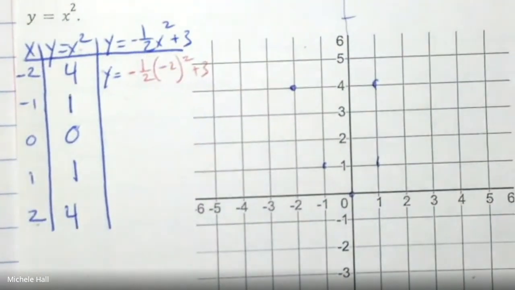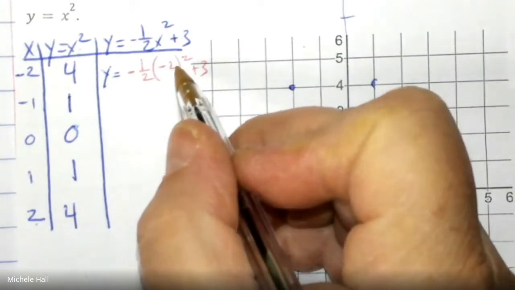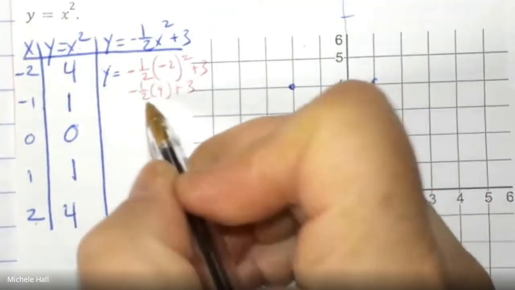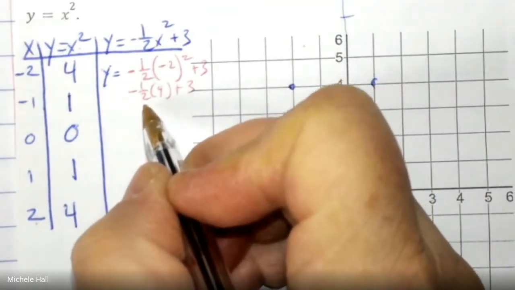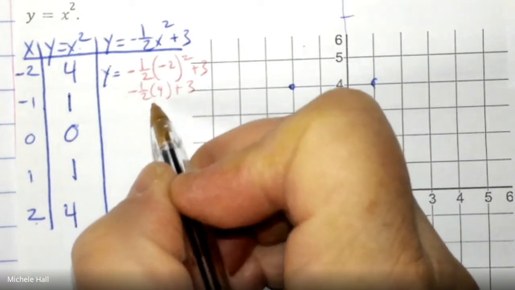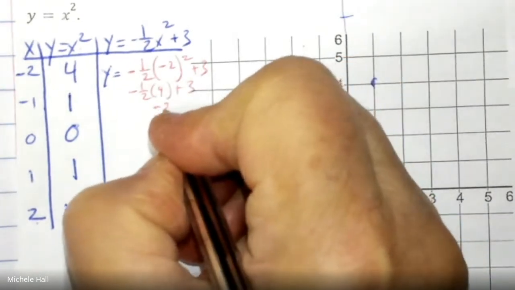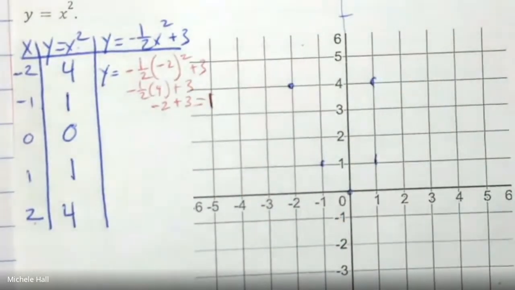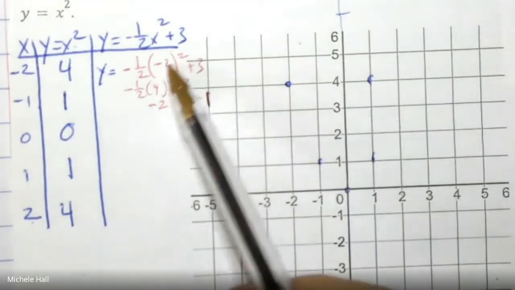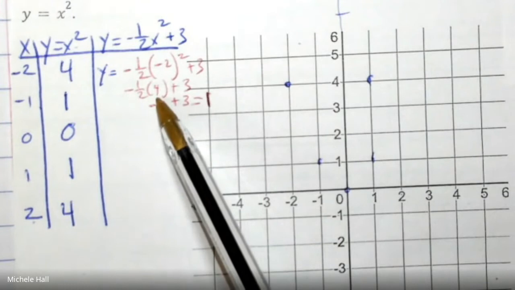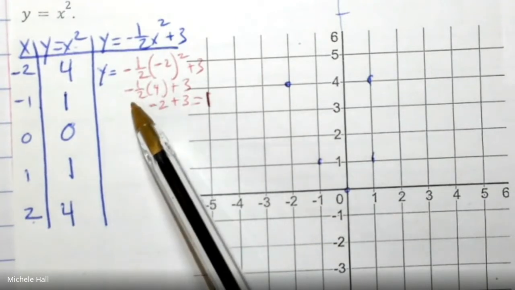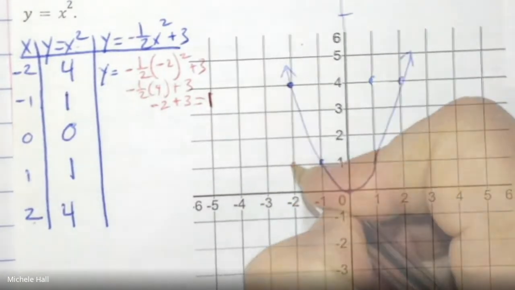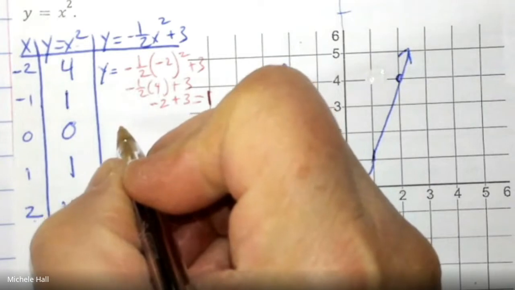All right, squaring first. -2 squared is 4. So I'd have a -1/2 times 4 plus 3. What's half of 4? What's -1/2 of 4? -2 plus 3. But then you still have that negative out front with the half. So we have when x is -2, we got y was 1. -2, 1. All right, with the next one, substituting in -1.